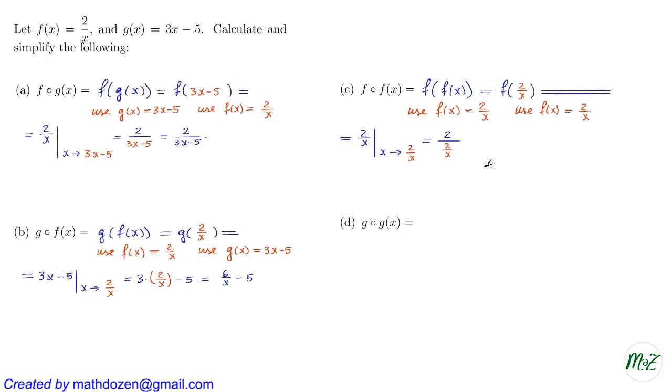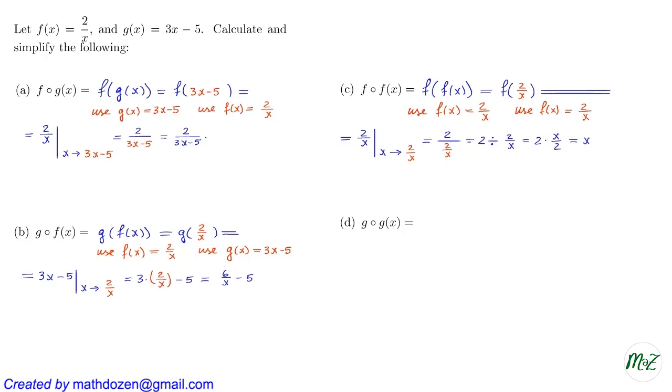So to simplify that, you turn this main fraction line into division. So it's the same as 2 divided by 2 over x. And to divide by 2 over x is the same as multiplying by the reciprocal of that, which is x over 2. So you have 2 multiplied by x over 2. And that simplifies to straight up x. So f applied to f of x ends up being x, which is really cool.